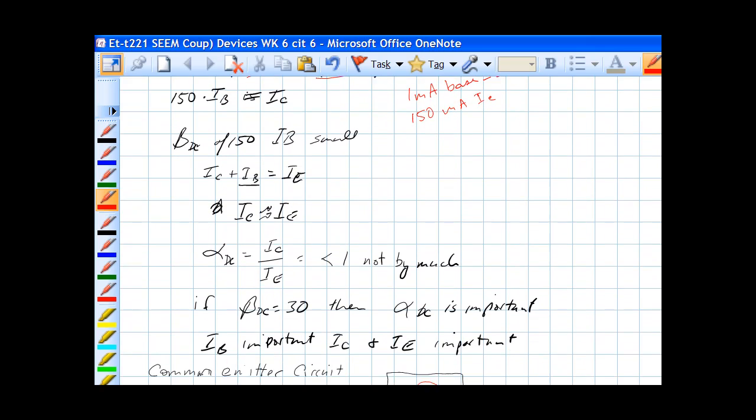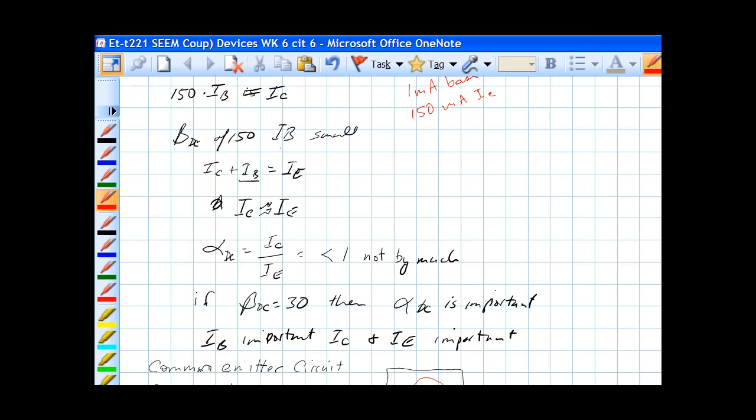Let's see, if we have something about these relationships here. If we have a beta DC of 150, that means IB is really small, so IC plus IB equals IE, but if IB is so small, then IC is approximately equal to IE. We also have another relationship. This thing is called alpha DC. It's the relationship of collector current to emitter current. If beta DC is 150, then this is 0.999. It'll never be one. It'll approach one, but it'll never be one because of the base current.